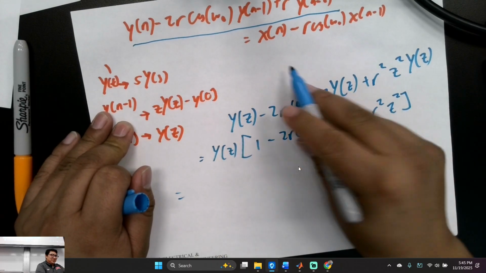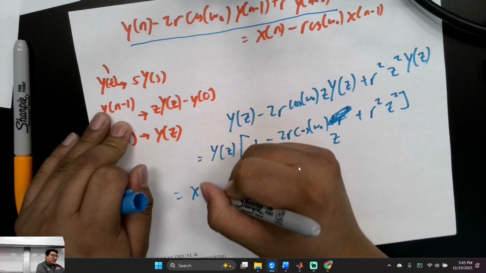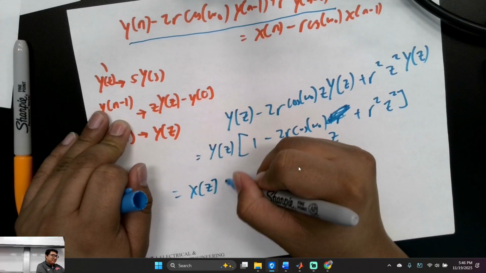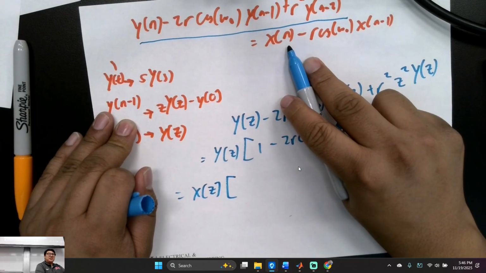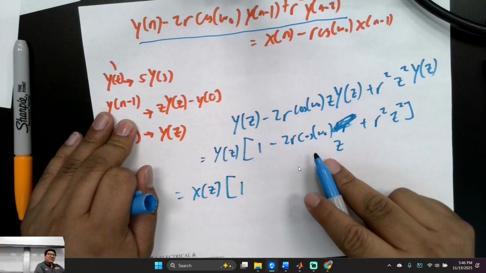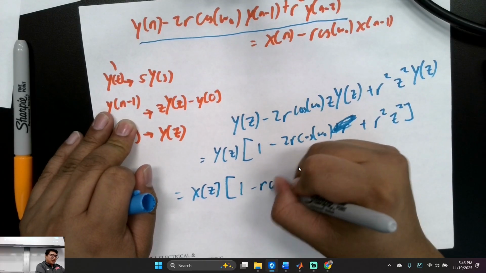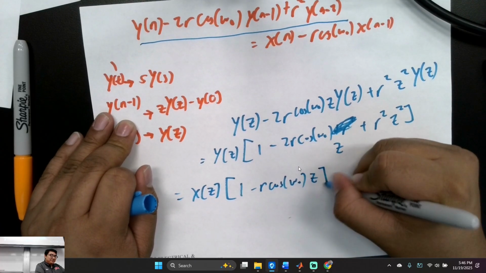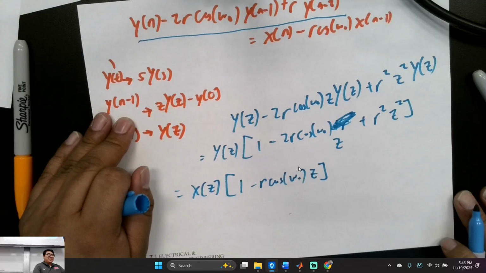Anyways, that's our function right there, which is equal to, I do the following. Is anyone bothered if I just skip steps? I'm going to start with the inputs. This is going to be 1 minus r cosine omega naught z. Is that good with everybody?